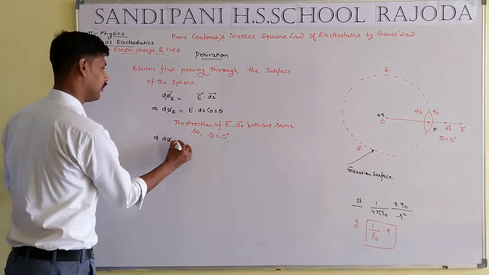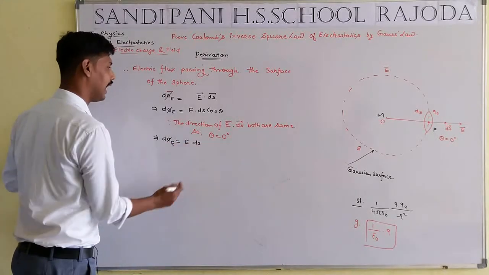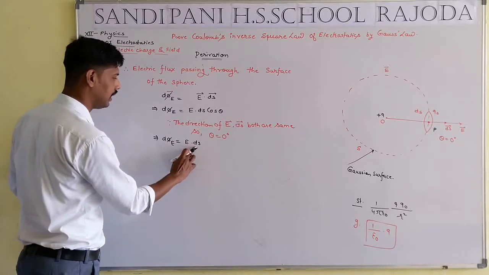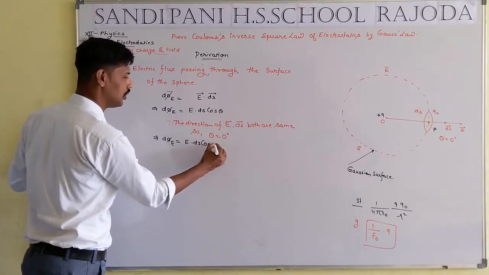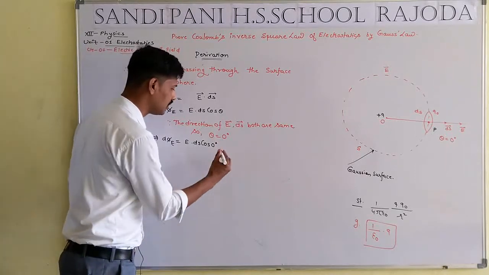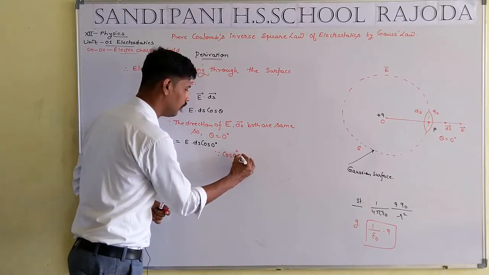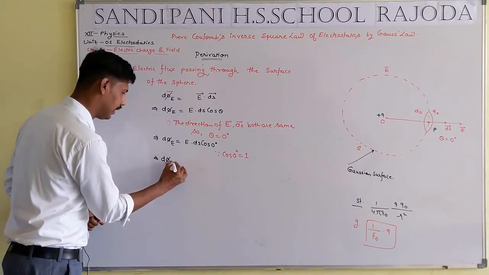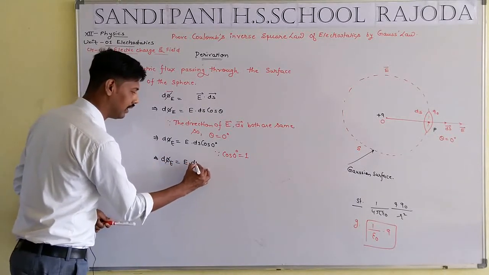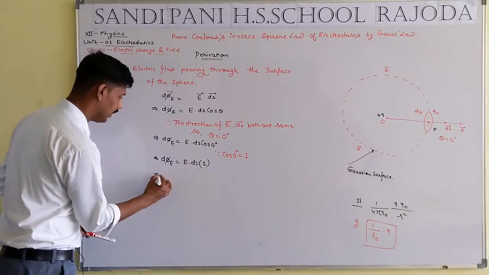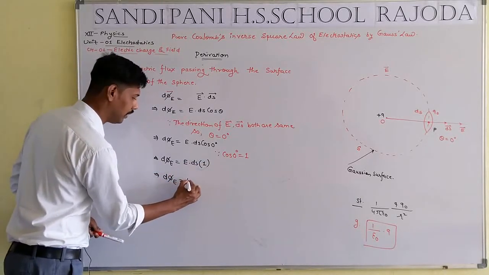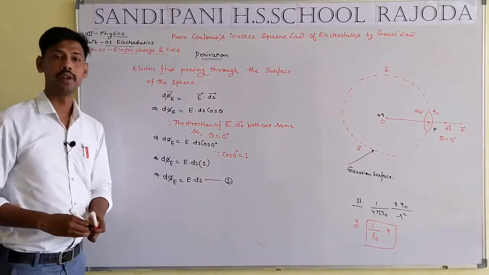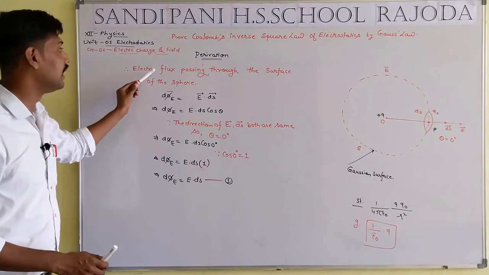Now student, put theta equal to 0 degree. d phi E will be equal to E ds, not a dot product, that is a multiplication operation, E ds cos 0. Now the standard value of cos 0 will be equal to 1, such that d phi E will be equal to E ds multiplied by 1. d phi E will be equal to E ds, taking this as equation number 1. Now student, there is the electric flux.